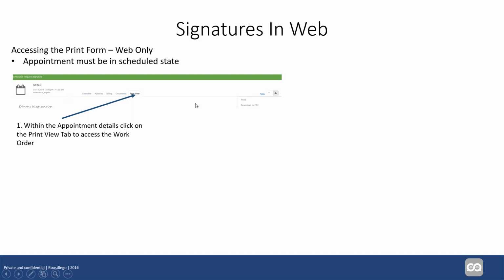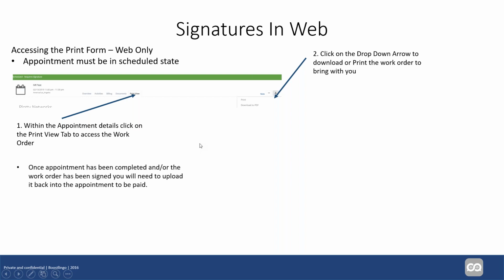Now this is through the web portal. So this is not, again, through the mobile app. I'll cover the mobile app shortly. You want to click on this drop-down menu here and download the print form. So the print form is only going to be available to you once the appointment has been scheduled. Once the appointment has been completed, you will need to then upload this signed form back to the web portal.